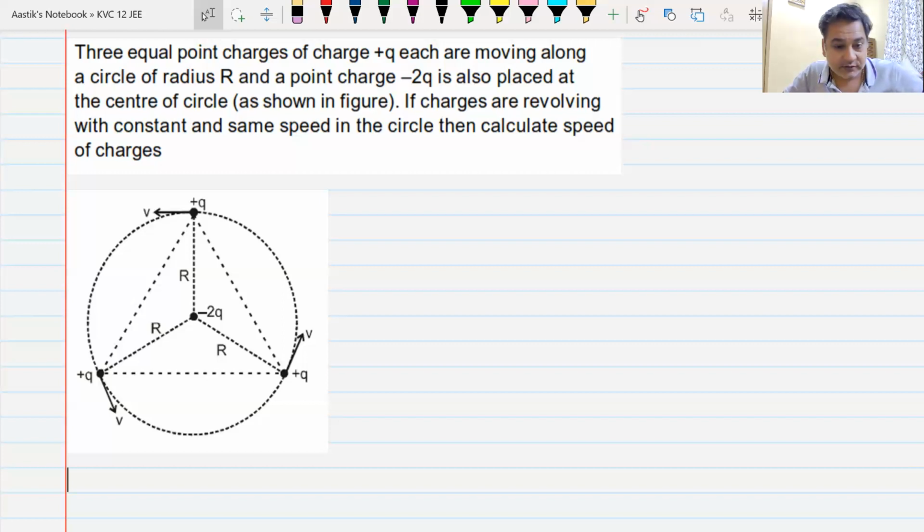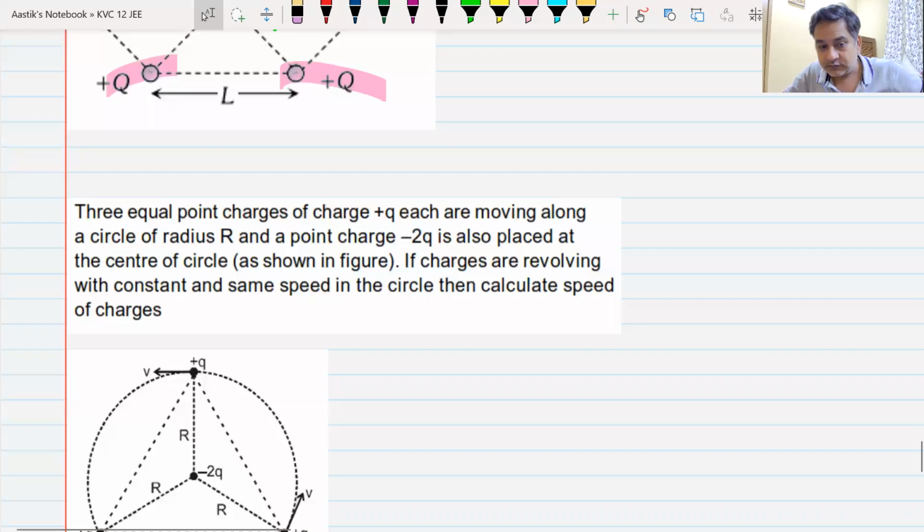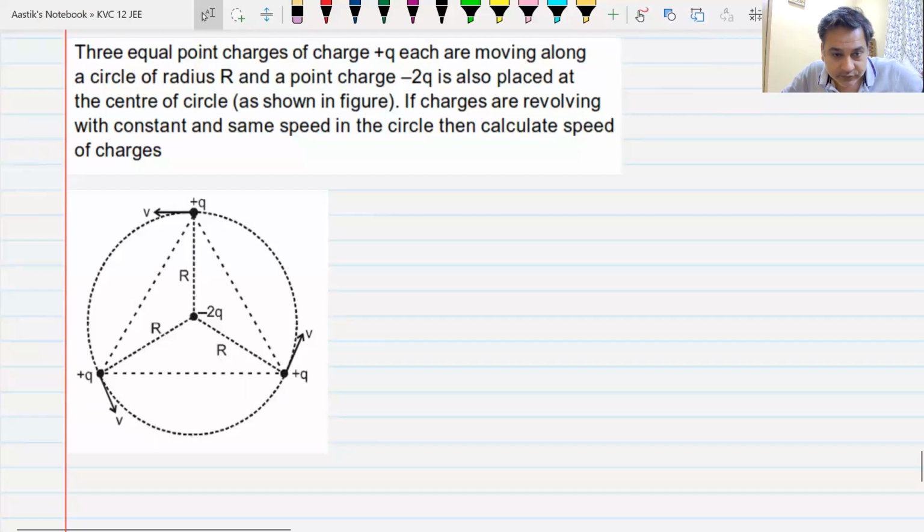Oops, what has happened? The question got upside down. Now it got right. I was trying to get to that thing. Where is electrostatics? Electrostatics. Yes, my dear friends. See, everyone is looking here.